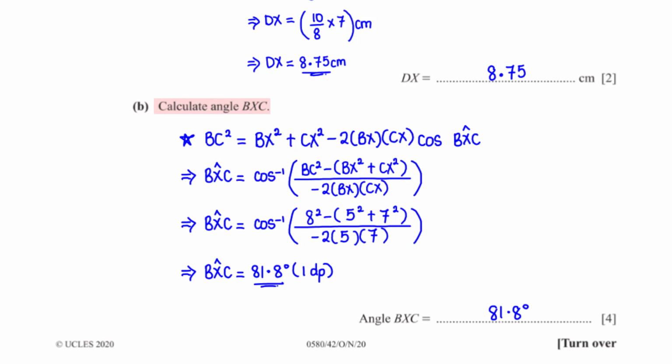Calculate angle BXC. Since we know all the side lengths of triangle BXC, we can easily find angle BXC by using the cosine rule. This is what we get when we apply the cosine rule to triangle BXC. When we make angle BXC the subject of the equation, this is what we get. Now we can substitute the values of BC, BX, and CX into the equation and type it into the calculator. This gives us 81.8 degrees rounded to 1 decimal place.